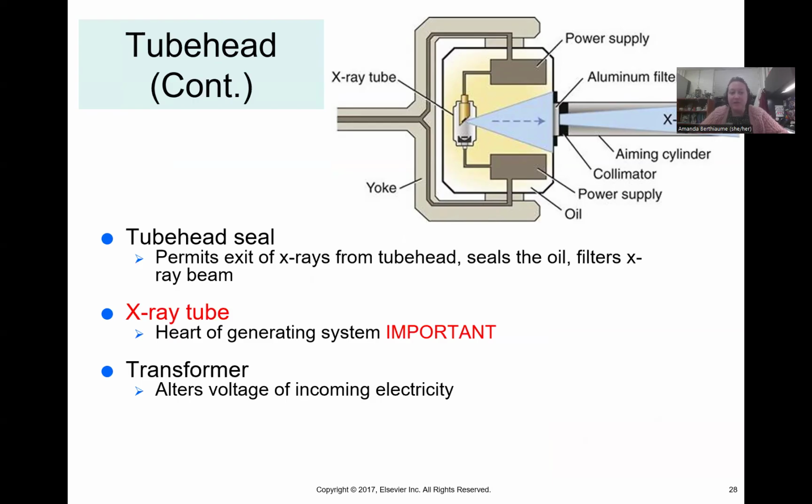The X-ray tube is the heart of the generating system. It's inside the tube head. It's in red, so that's going to be important. And there's a transformer that alters the voltage from the electricity into radiation. So you can see there's a lot of verbiage on the tube head, right? The power supply, an aluminum filter, aiming cylinder, collimator, the oil that's within the tube head, and outside the arm here, we call that a yoke.